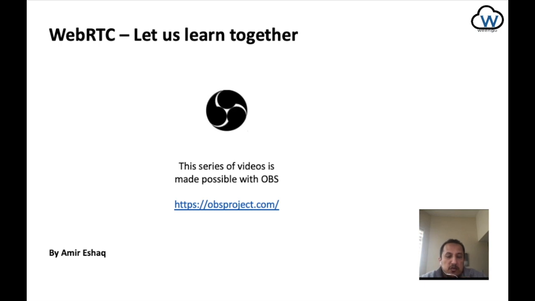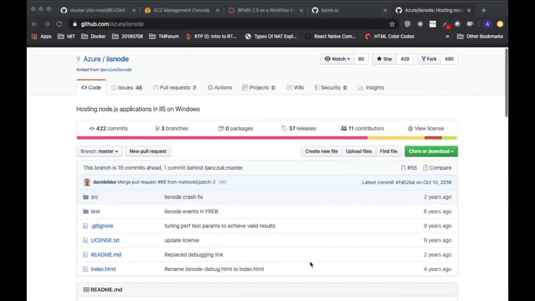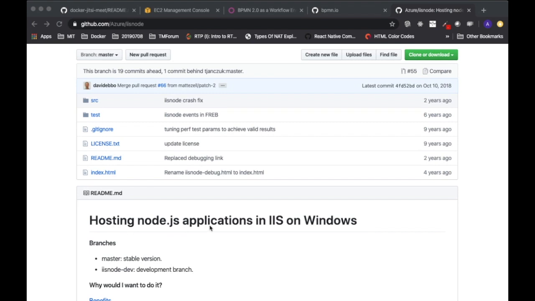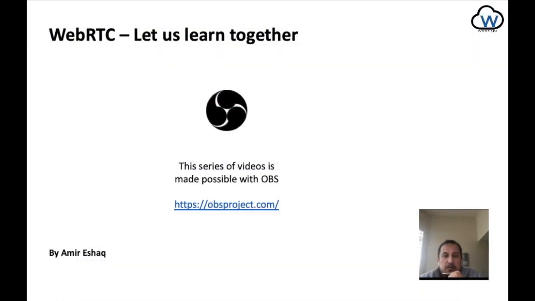on Windows 2012 server. So basically, you have a node application and you'd like to host it in IIS on Windows. How do you do that? So this video is going to help you figure out and configure your IIS with iisnode to be able to host your node application. As the name suggests, hosting Node.js applications in IIS on Windows. Okay, so without wasting any time, let's go ahead and start the configuration.